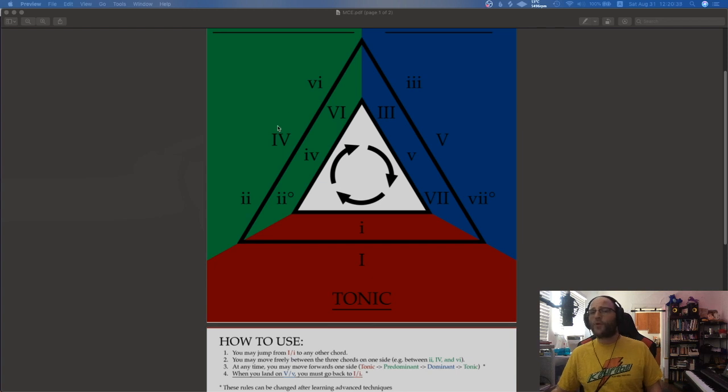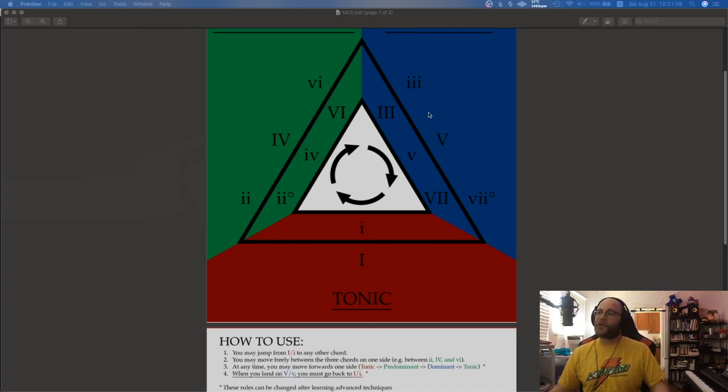But once you go to a side, you can actually stay on that side as much as you want. You could do 1 to 4 to 2 to 6 to 4 to 2 as much as you want. And it isn't good to necessarily stay on that side forever, but those chords are all seen as equal in predominant function, so you can kind of float between them without feeling too disconnected.